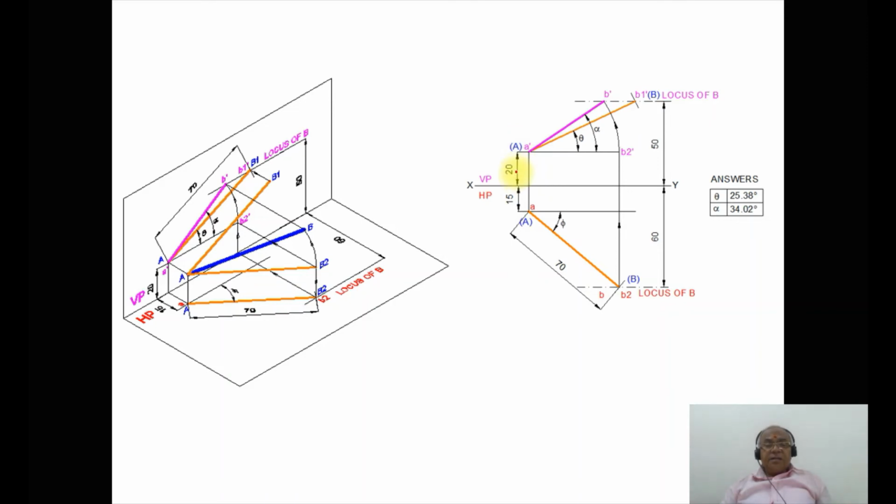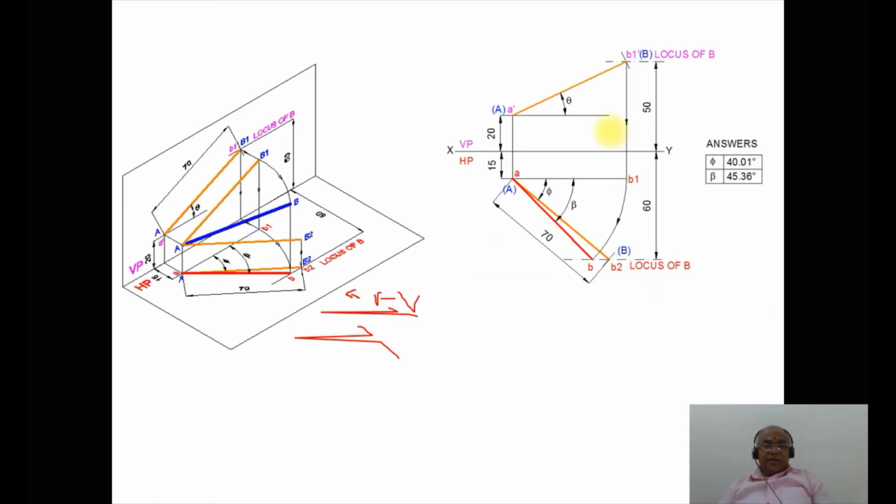You can see that A dash is 20 mm above HP, and B2 dash is also 20 mm above HP. So that is what we have seen here. Both are at equidistance from the XY line, or the horizontal plane. Because of the presence of the locus of B in the front view, with A dash as center, taking the radius A dash B2 dash, B2 dash is rotated such that it gets to the locus of B in the front view. That is how you get A dash B dash, and you show the directions. So that is what we have done.